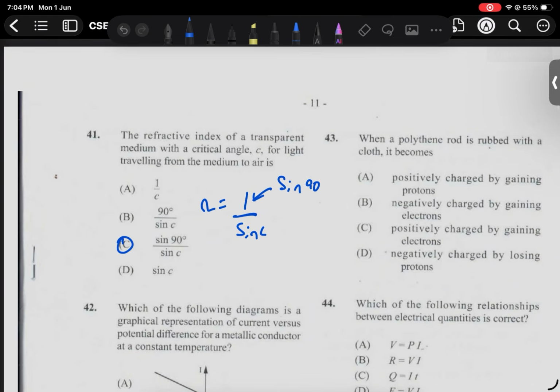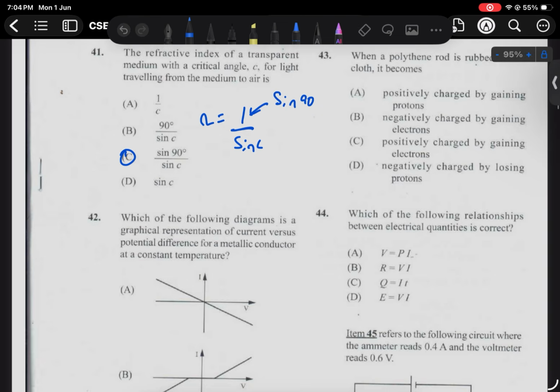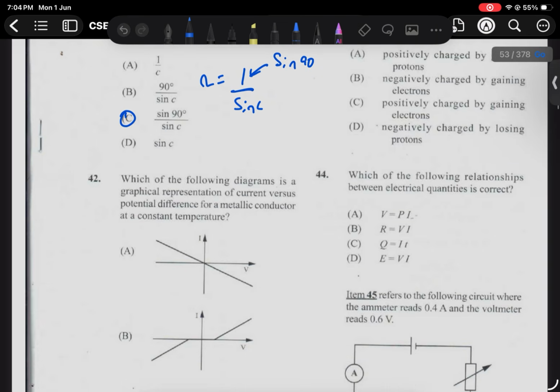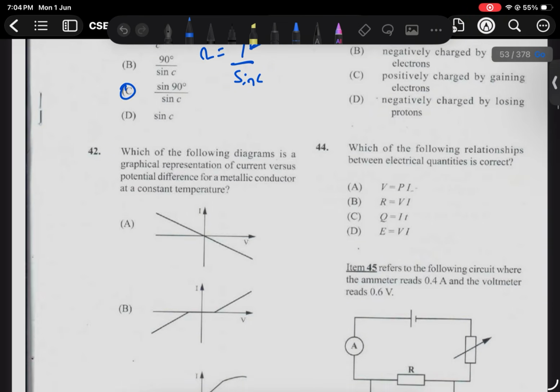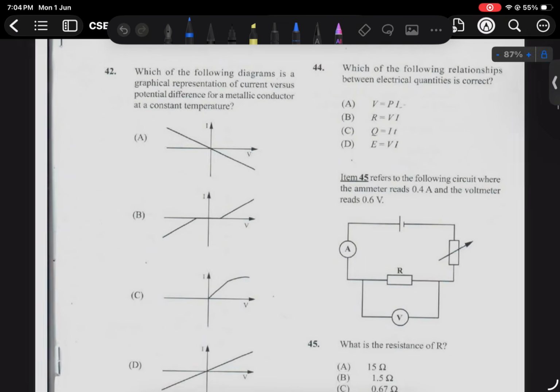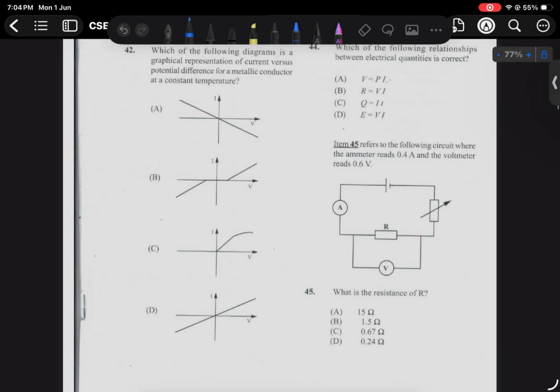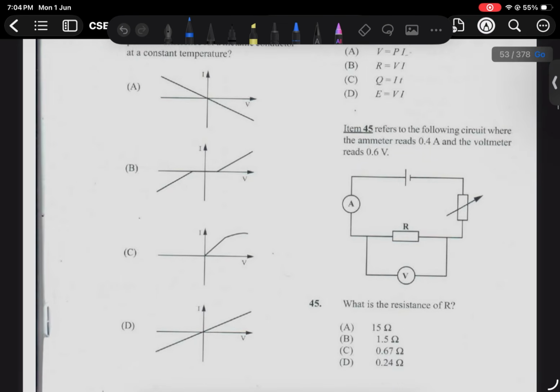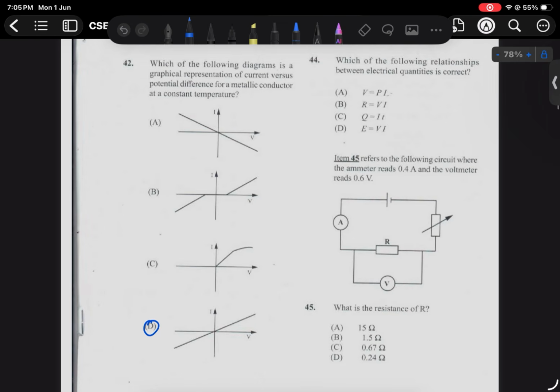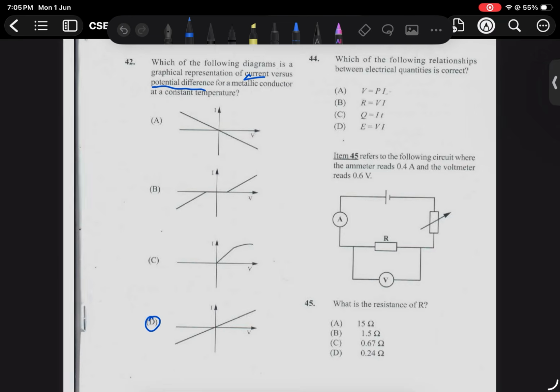Let's see. Which of the following diagrams is a graphical representation of current versus potential difference for a metallic conductor at a constant temperature? So we know that this conductor is an ohmic conductor. So it'll be directly proportional and linear. So current versus potential difference. Current would be on the y-axis. Potential difference would be on the x.